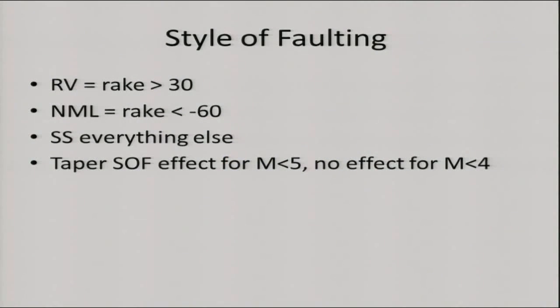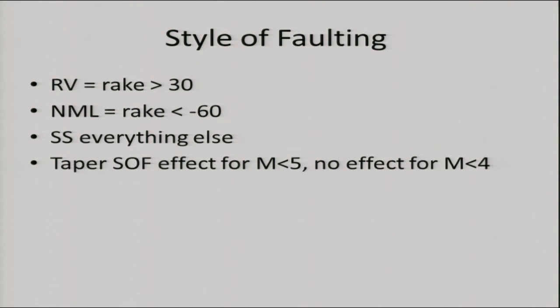The style of faulting: reverse events are defined with rake angles greater than 30. So this is rake restricted to minus 90 to 90. Normal is less than minus 60. Strike slip is everything else in between. So normal oblique is lumped with strike slip. Reverse oblique is lumped with reverse.